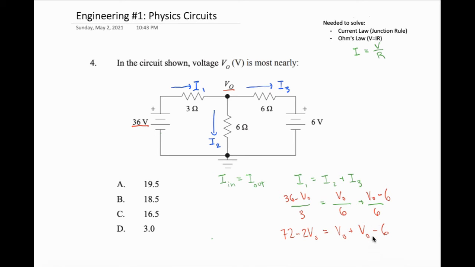And then we can solve from here. This will give us 4 VO on this side equals 72 plus 6, which is going to equal 78. And then 78 divided by 4 is going to give us 19.5 volts. And that will be our answer A.